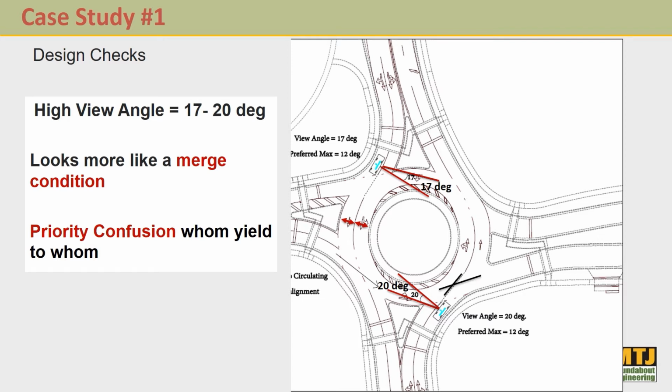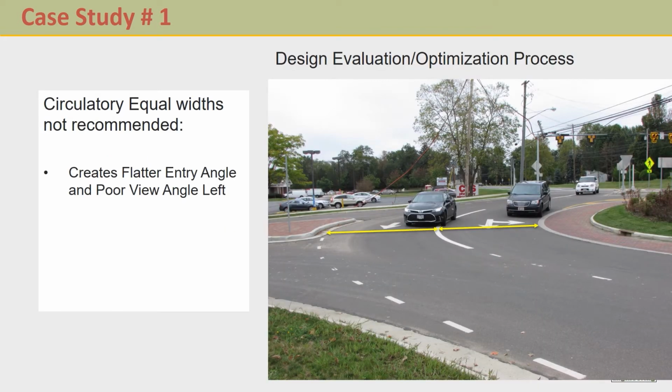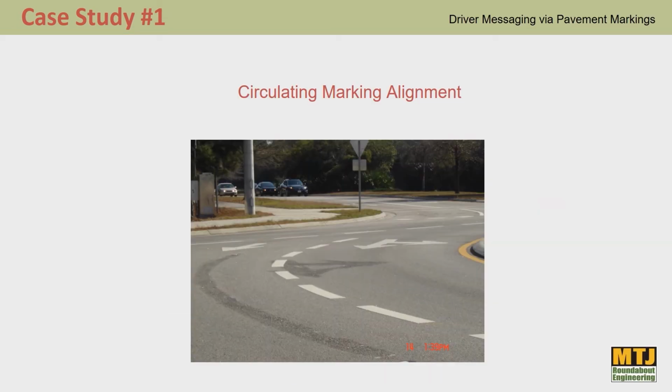In addition, there's the phi angle, which is something that's confusing. It's mentioned in our NCHRP 672 guide. It's mentioned more strongly in other design guidance that's out there, and that comes from the UK. But meeting the phi angle and the view angle is important. So in this particular project, we have circulatory widths that are equal.